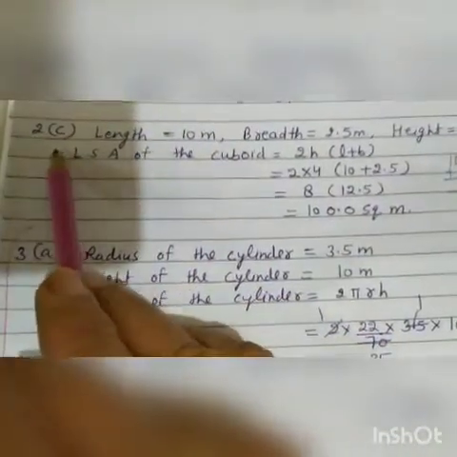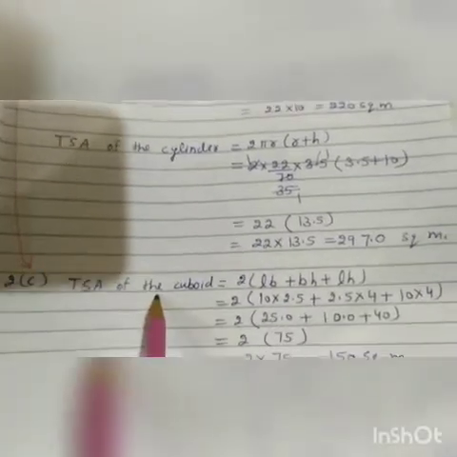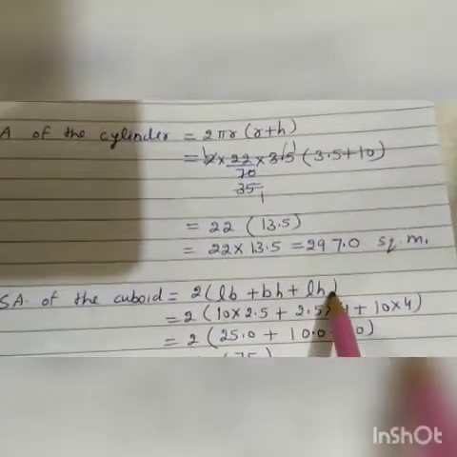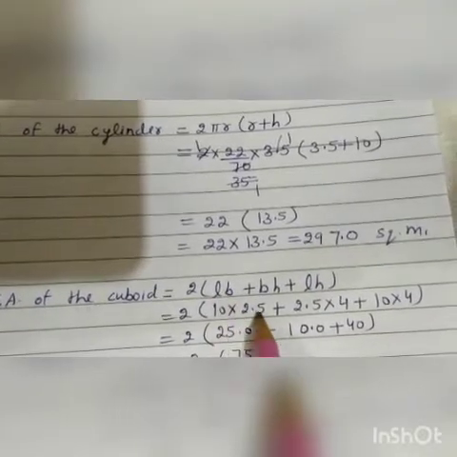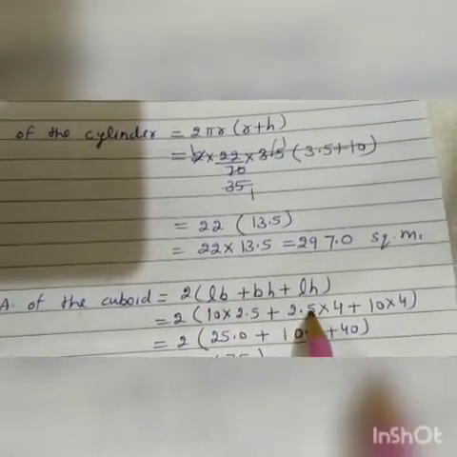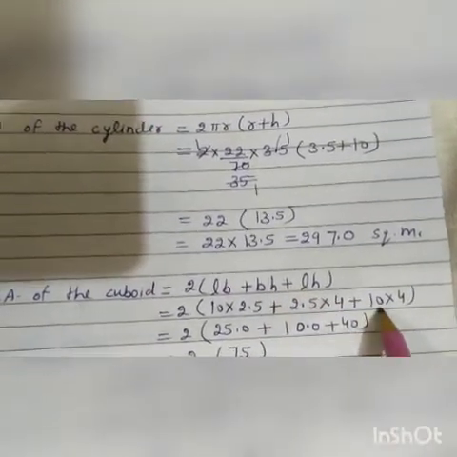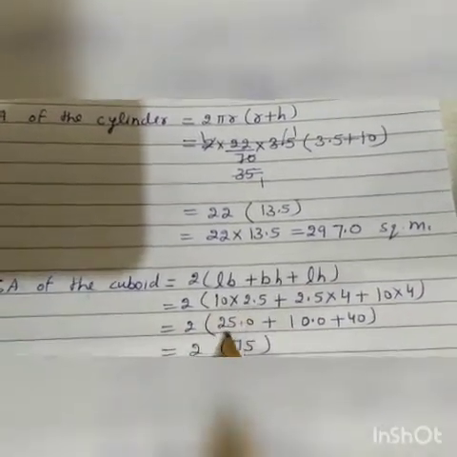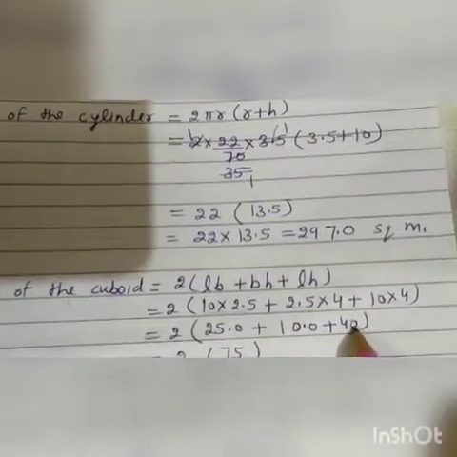Now its C part. Sorry, its total surface area is here. I forgot there. So total surface area of the cuboid is equal to 2(LB + BH + LH). 2 within bracket, L is 10, multiply B is 2.5, plus again B is 2.5, multiply H is 4, then this plus L is 10, multiply H is 4. When we multiply these two numbers we get 25.0, 2.5 multiply 4 is 10.0, 10 4s are 40.